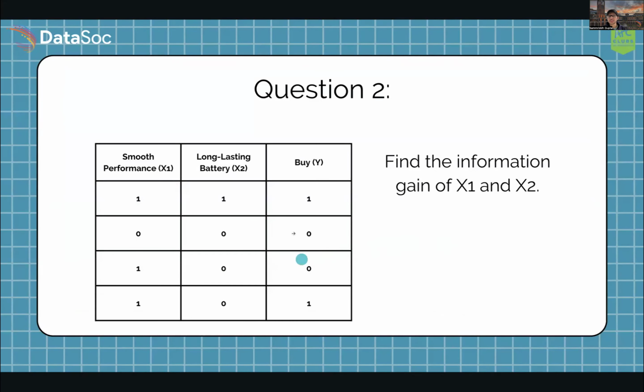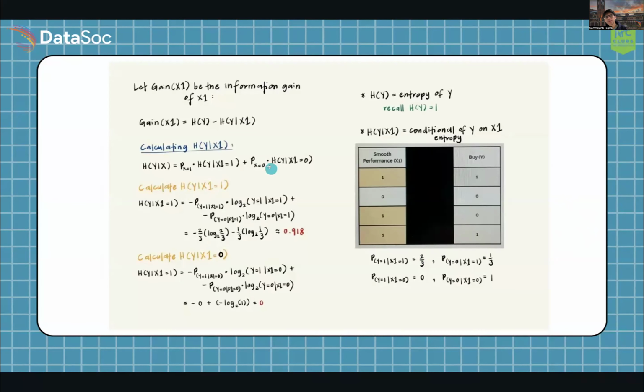So now what if, for the same example, we want to find the information gain of X1 and X2, right? So how much information can we gain from the feature X1 and the feature X2? To do that, let's say we denote the information gain of X1 with gain of X1, right? So the formula would be the entropy minus the conditional entropy given X1. So gain of X1 would be entropy of y minus entropy of y given that the feature X1 is present, right?